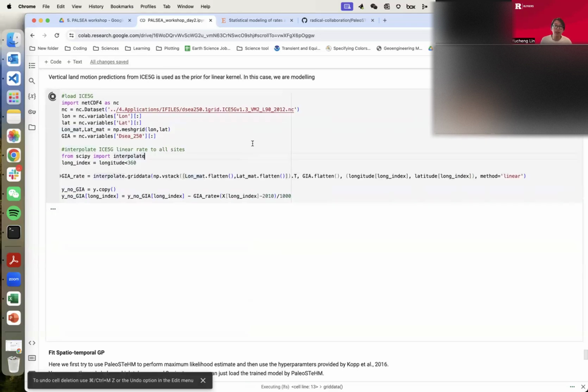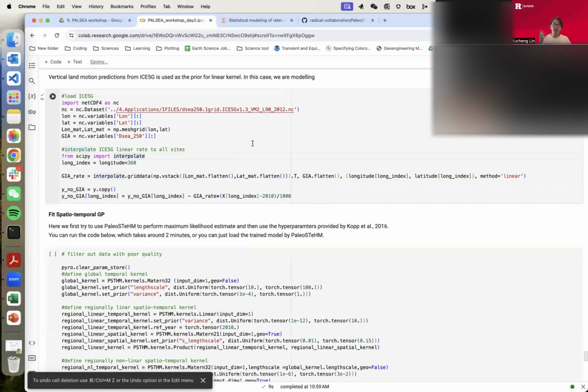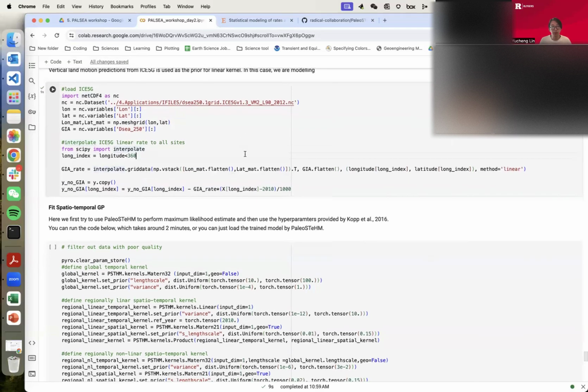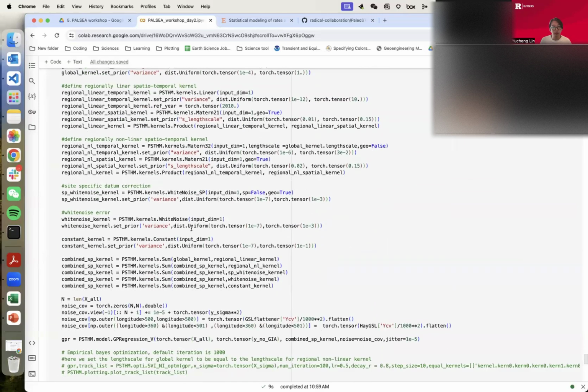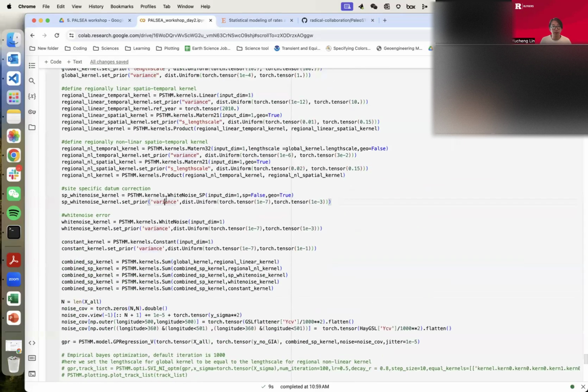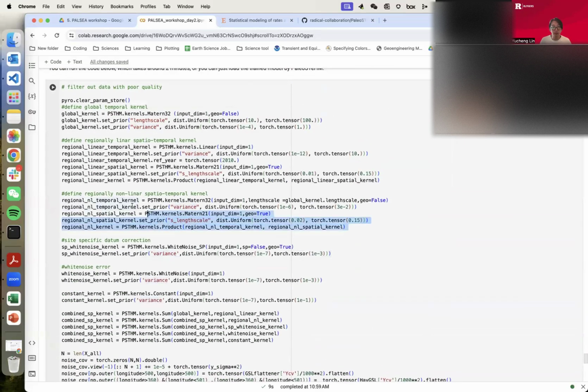Because we are removing the GIA signal, our resulting signal reflects the global mean sea level a little better, which is what we try to reach. Okay, so let's try to build this model. The kernel is exactly the same.